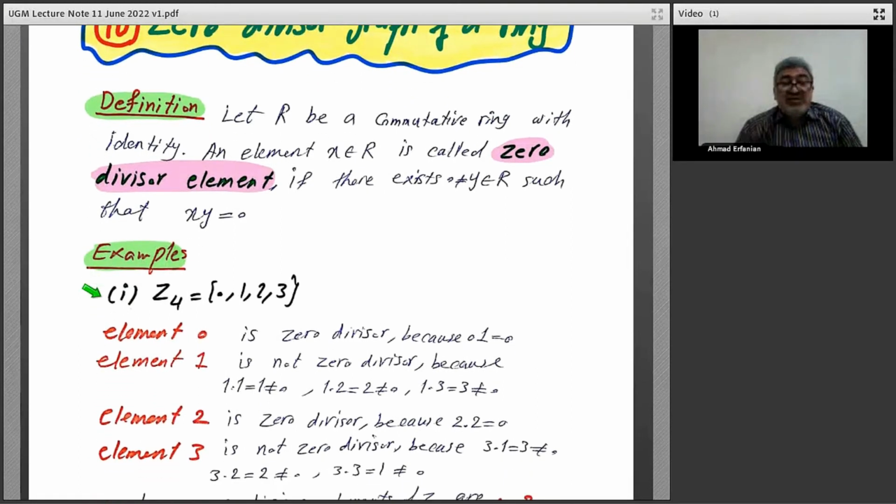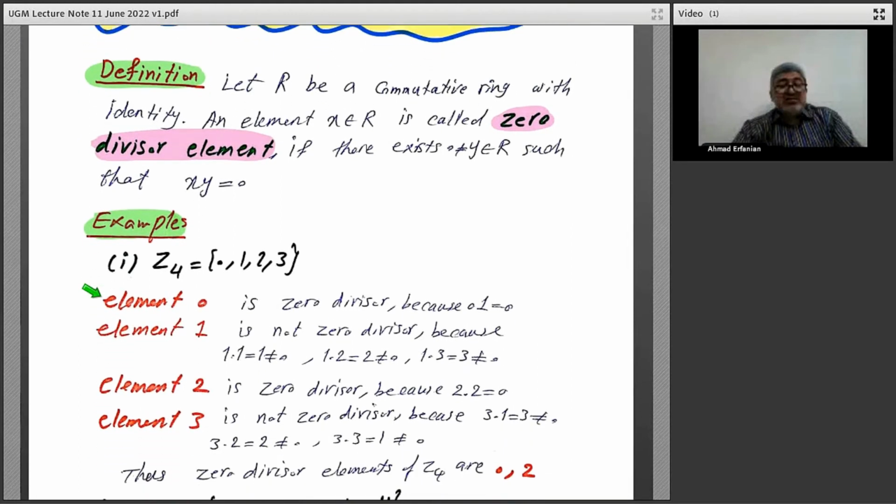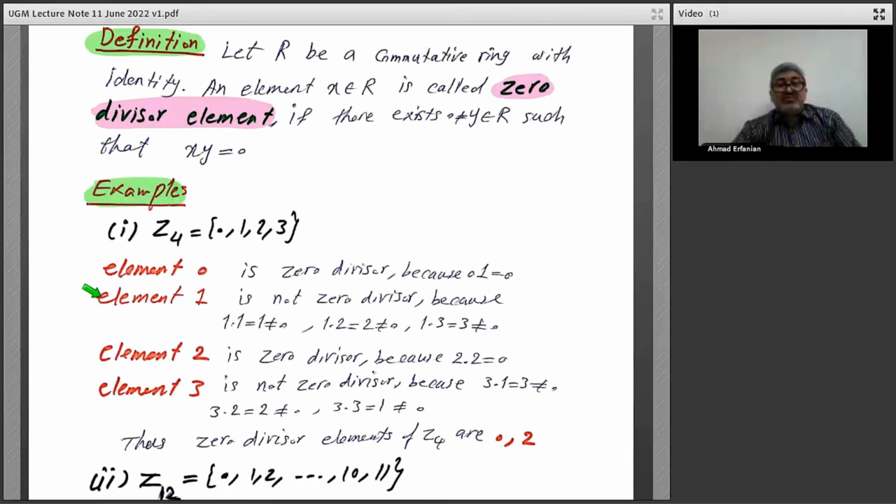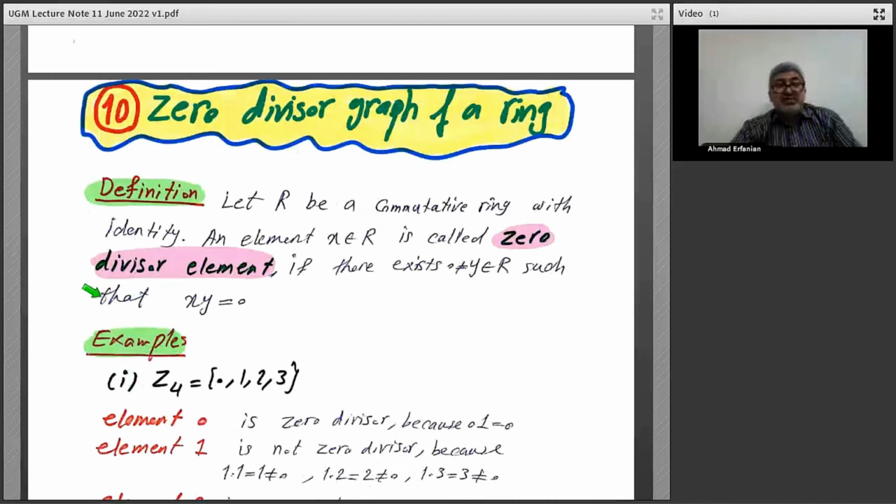associativity and some more conditions about distribution and so on. Now, the first graph related to a ring, and one of the important graphs associated to a ring, is the zero divisor graph.